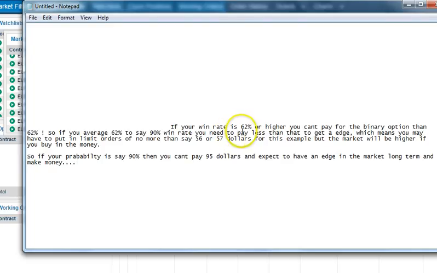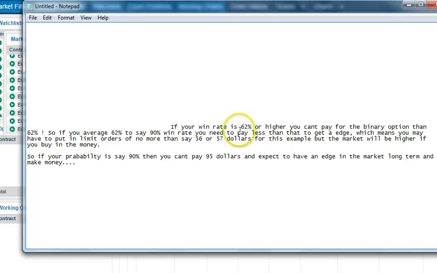But anyway, let's say your win rate at the low end is 62% and your win rate at the high end is 90%. Well, if you pay more than $65 and you know your win rate is 62, over time you're going to lose money. Say you know your win rate is 62%, but you pay 56 or 55 or anything under 52, you'll have an edge. You'll make more money than you lose over time.